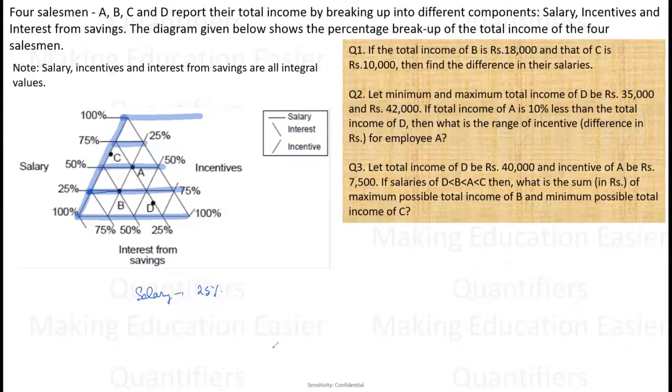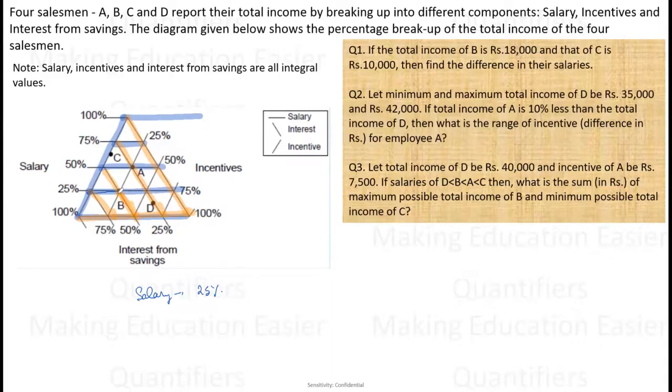This is the interest from saving line. And how are the graphs seen on this line? This way, so I have to see all my values in this way. Now, since I was talking about B, I will talk about B only. For B, the salary was 25%. For B, now where will this line intersect?